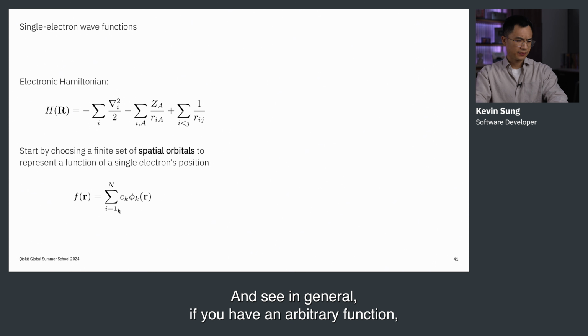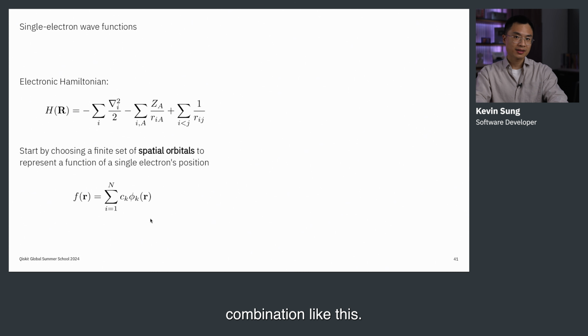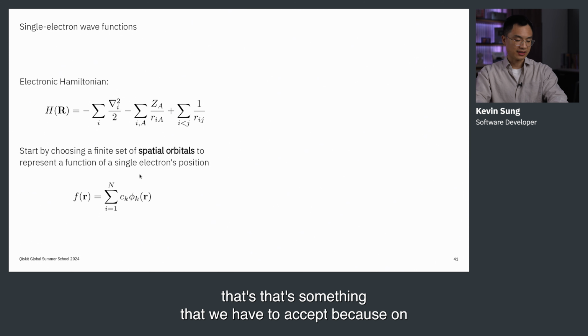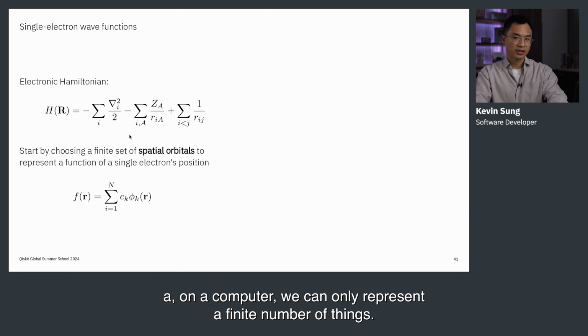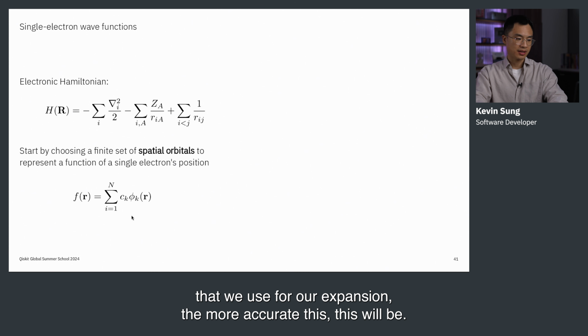In general, if you have an arbitrary function, you're not going to be able to represent it using a finite linear combination like this. So that's something that we have to accept, because on a computer we can only represent a finite number of things. The more functions that we include, the more spatial orbitals that we use for our expansion, the more accurate this can be.